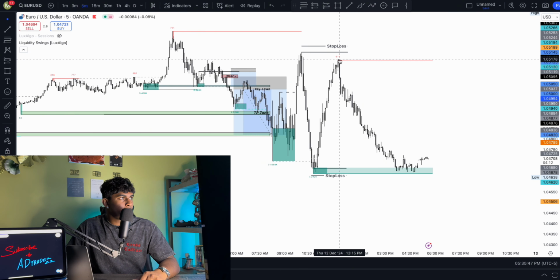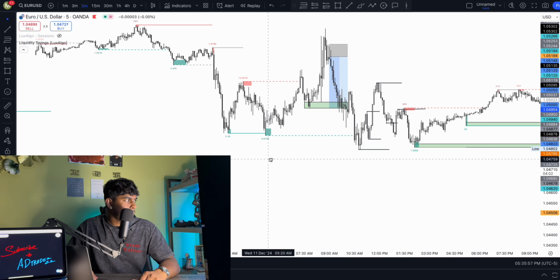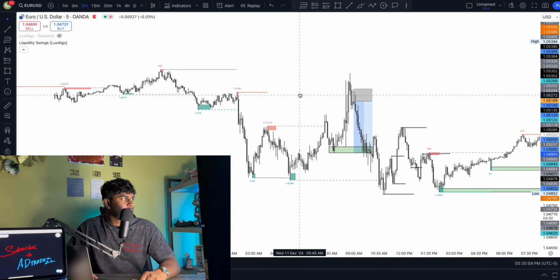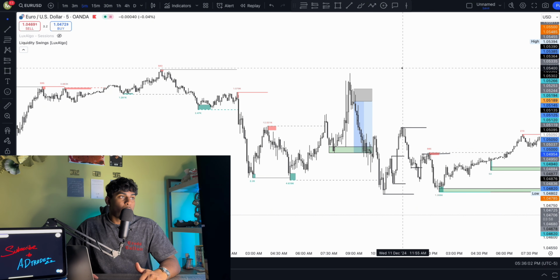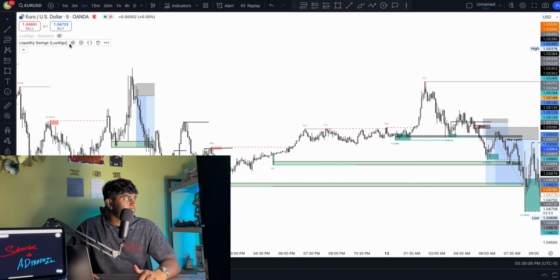And this is also again liquidity. This is also liquidity again, okay? And this is also liquidity. Look, we have a liquidity zone right here. And look at what I had. I had a liquidity zone right here. There's liquidity here, there's liquidity here. And so on and so forth, guys. So that's all liquidity is, okay? And you can use this indicator, Lux Algo Liquidity Swings, to identify liquidity zones as well.